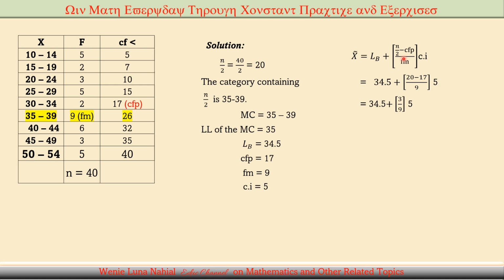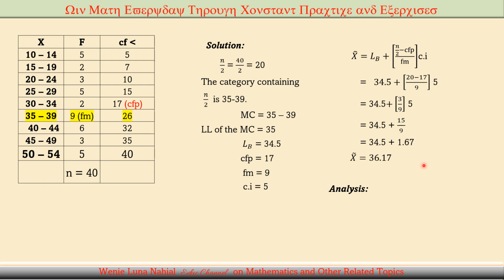So you have here, this is 20 because n is 40 divided by 2, that is 20. So 20 minus 17, that is 3. The frequency of the median class is 9. So you have 3 over 9 times 5. Then 34.5 plus 15 over 9, because 3 times 5 is 15. Then 34.5 plus 1.67, because 15 divided by 9 is 1.67. Then add these two, you get the median value, which is 36.17.